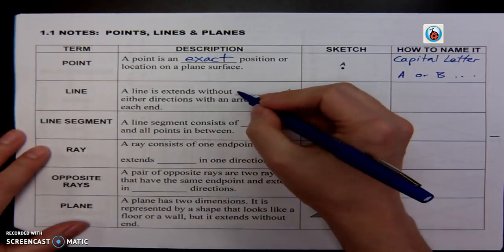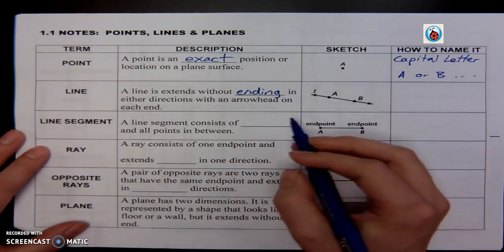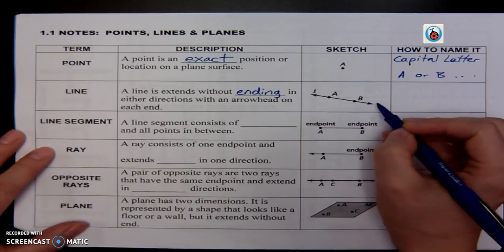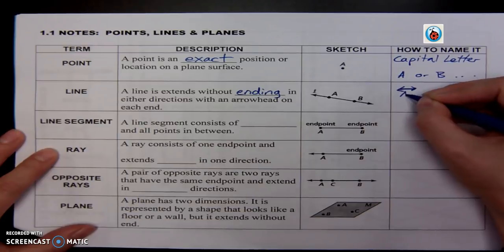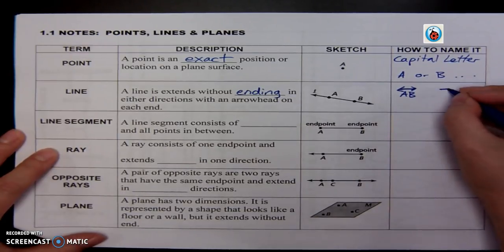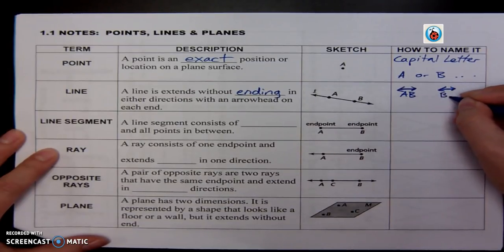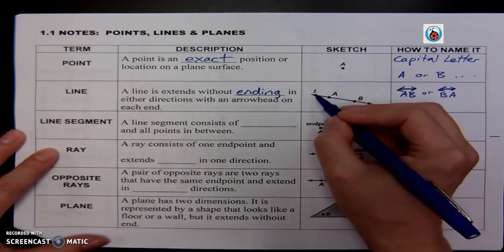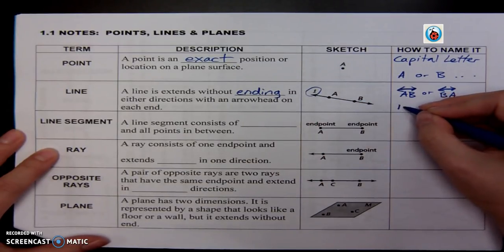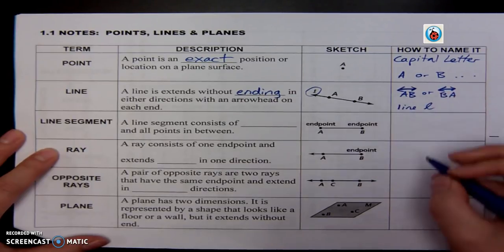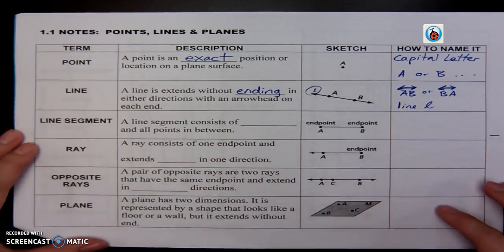A line extends without ending, is infinite, in either direction with an arrowhead on both ends. So this could be labeled with the symbol and then the 2 points on the line. The order of the points does not matter, so this could be line AB, it could be line BA, or if they give you this lowercase cursive letter here, it could also be called line L. Sometimes you'll have lines labeled that way, sometimes you just use the points.